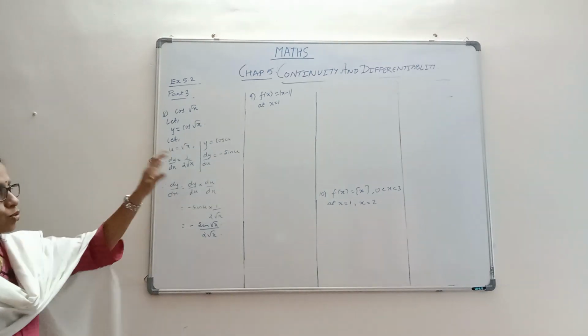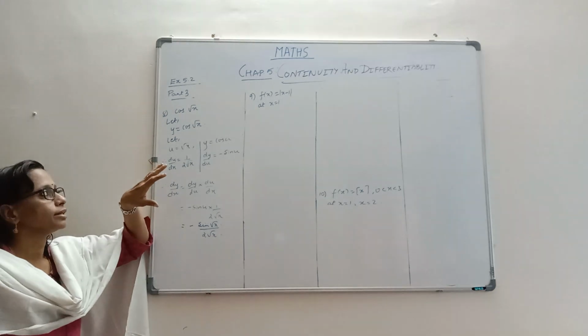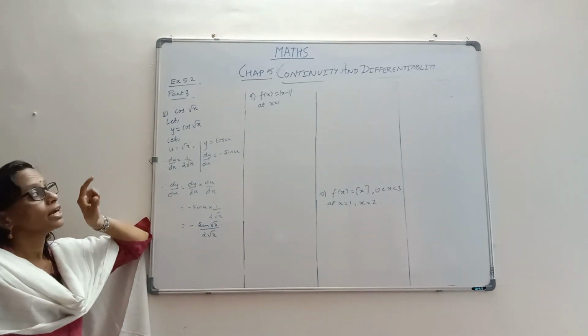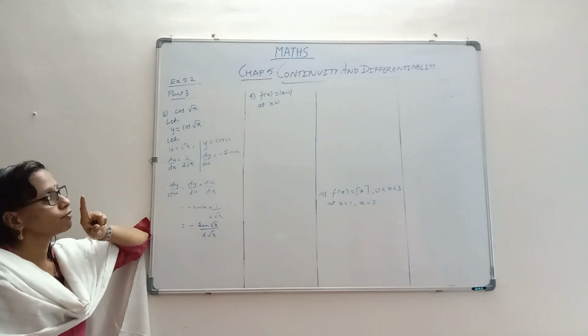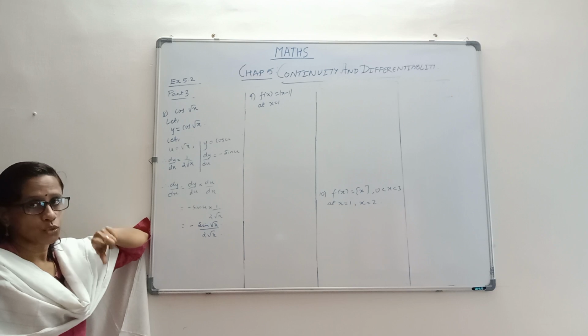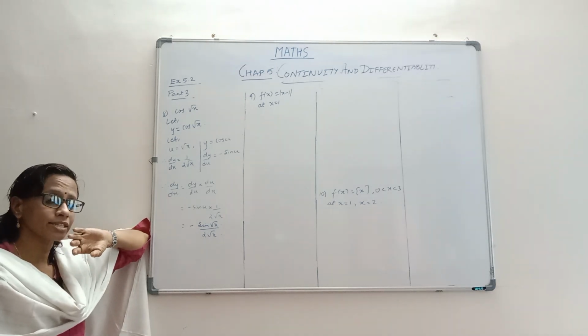Okay, now the next two problems are very important from the board point of view, they have been asked many times, and it's also important from the understanding point of view. The question says that f of x is a modulus function. f of x is equal to modulus of x minus 1. The question says check whether it is differentiable at x equal to 1.